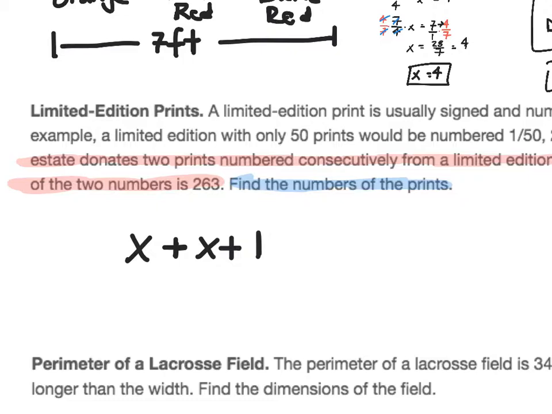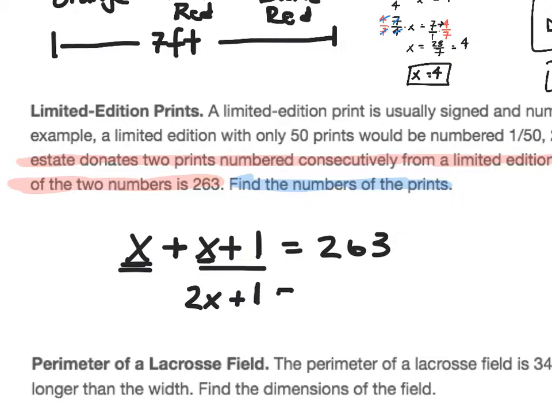Now it says the sum of the 2 numbers is 263. So here's my first print, here's my second print. If I add those together, I'm going to get 263. To solve this, I want to combine my like terms. So I've got x and x, which gives me 2x, plus 1, and that's going to equal 263.